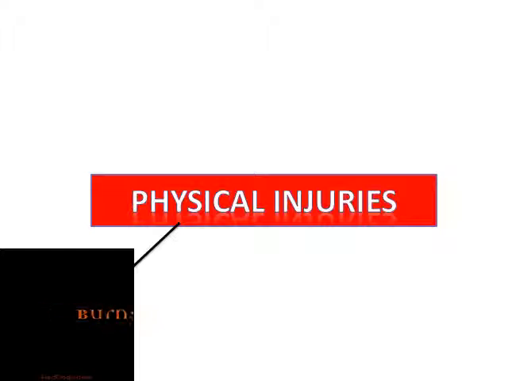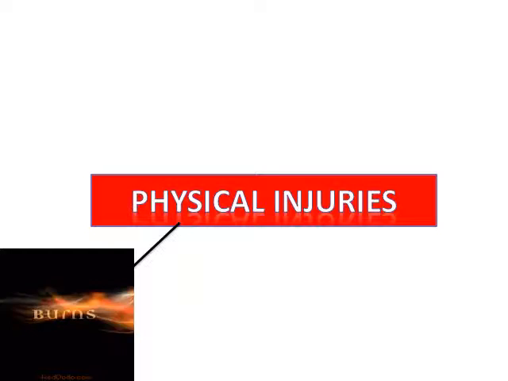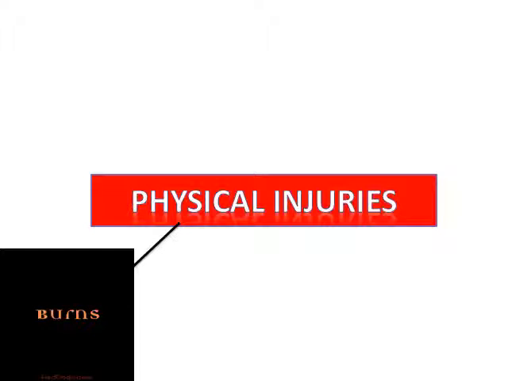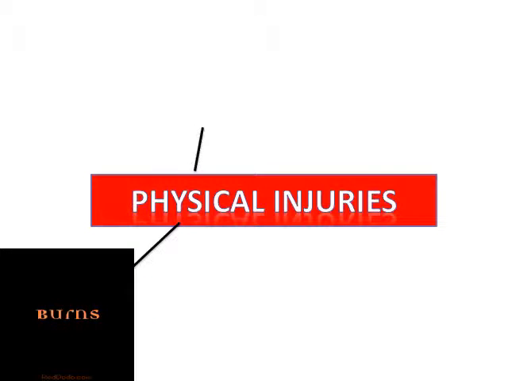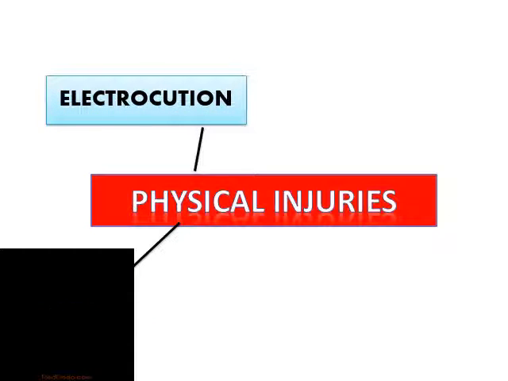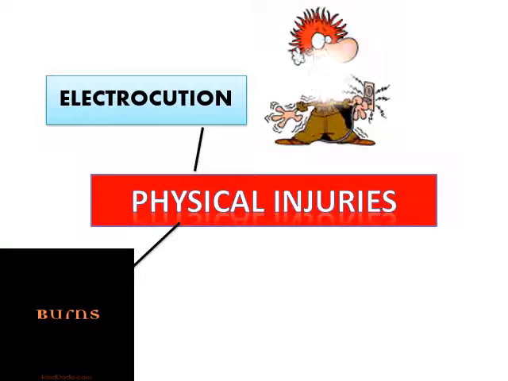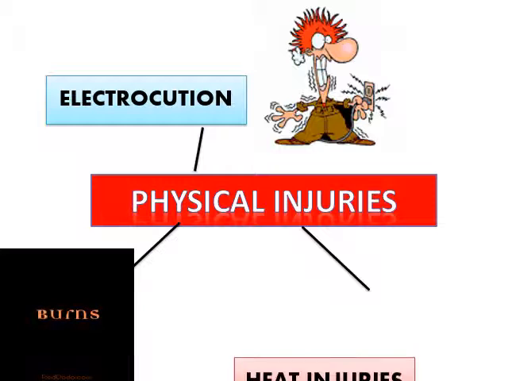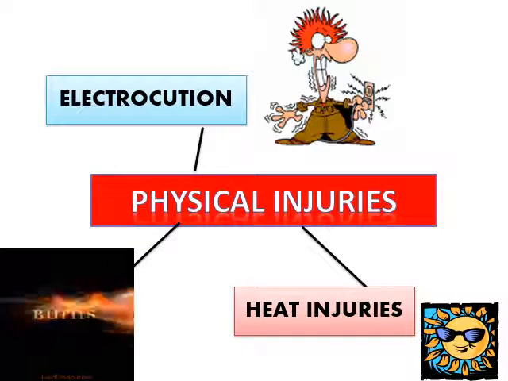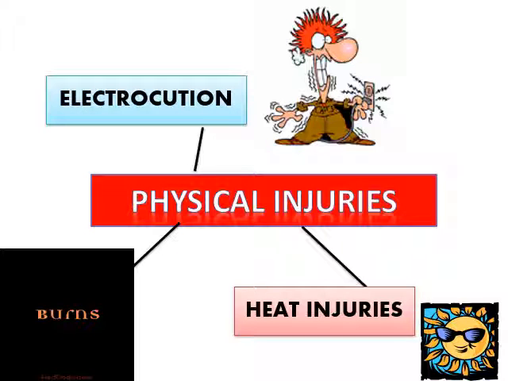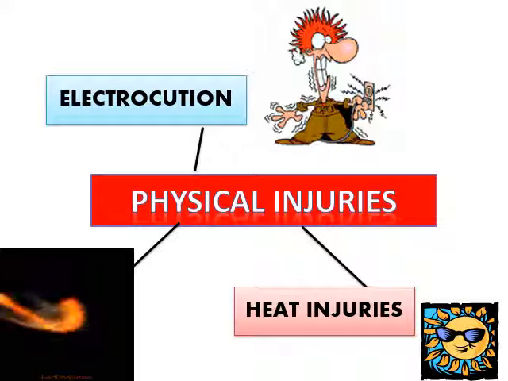One of the physical injuries is called burns, which is due to some physical agents like flame. Another type of physical injuries is electrocution, which is caused by the electric current. A third one is called the heat injuries, which is caused by a very hot environment.